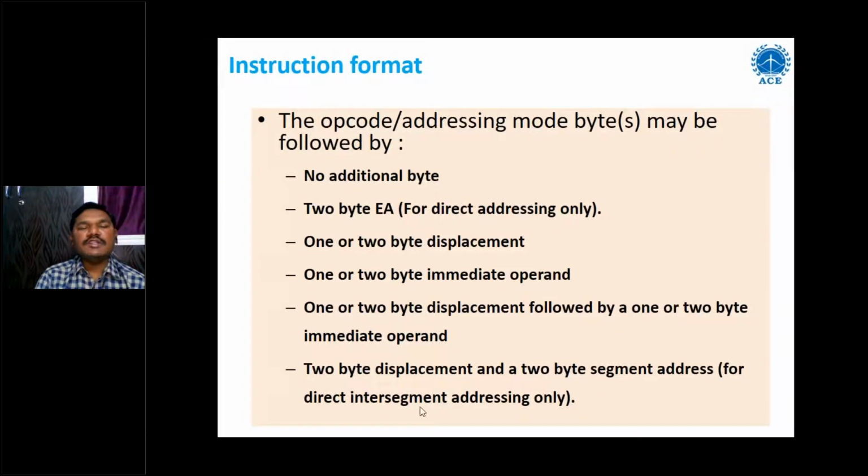So in how many ways can the instructions be formed? There may be no additional byte, 1 byte, 2 byte, 1 or 2 byte displacement, 1 or 2 byte immediate operands, 1 or 2 byte displacement followed by 1 or 2 byte immediate operand, or 2 byte displacement and a 2 byte segment address. Like that, we can transfer the data and we can form the instruction.